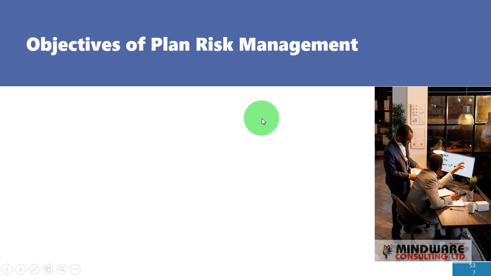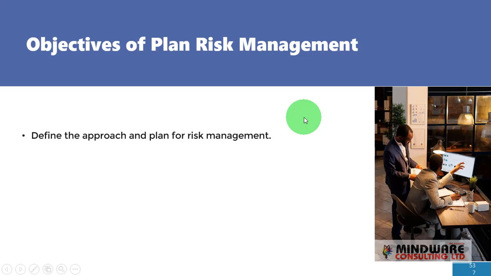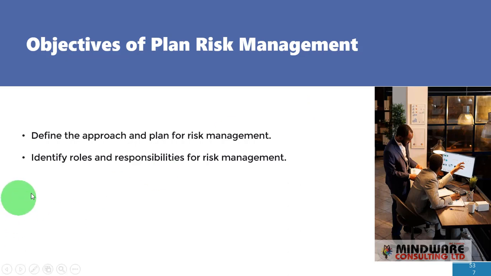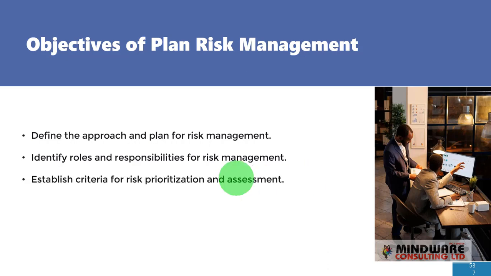Now, what are the objectives of the plan risk management process? The first objective is to define the approach and plan for risk management. What approach are you going to adopt as a project manager? And what is your plan for managing the risks inherent in your project? Identify roles and responsibilities for risk management. The second objective is to identify who is going to handle what, and what activities they are going to be involved in for managing the risks.